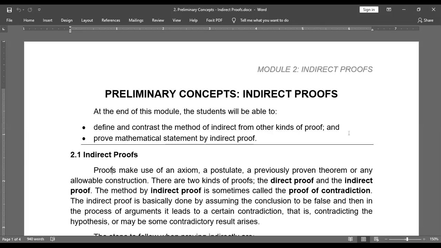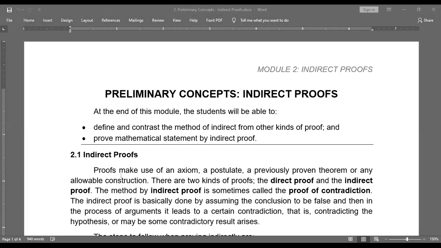So at the end of this module, you should be able to define and contrast the method of indirect proof from other kinds of proof. In our case, all you have to do is to differentiate the direct and indirect proof, and prove mathematical statements by indirect proof.